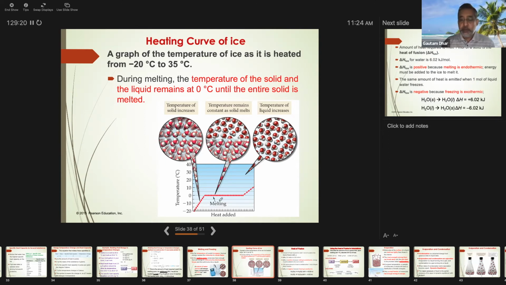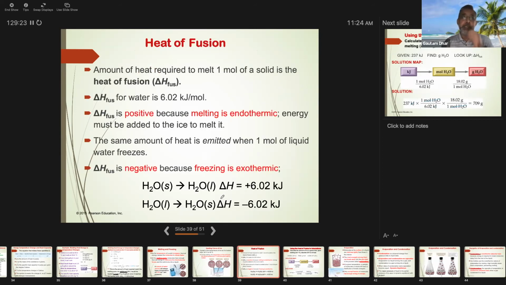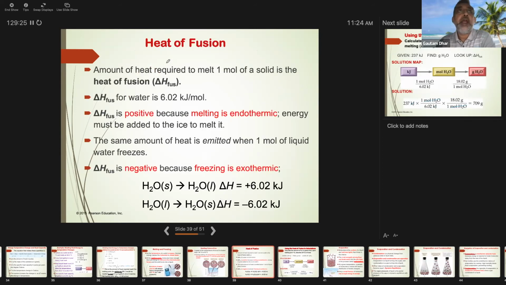Now, at this point where it is melting, the temperature is not changing, but it is still absorbing heat. And so we define another kind of heat, the heat of fusion, which is defined as the amount of heat required to melt 1 mole. We haven't done moles yet, but you can also define it as 1 gram. For ice, that's about 80 calories per gram. So to melt ice at 0 degrees centigrade to water at 0 degrees centigrade, that is the amount of heat you have to give.